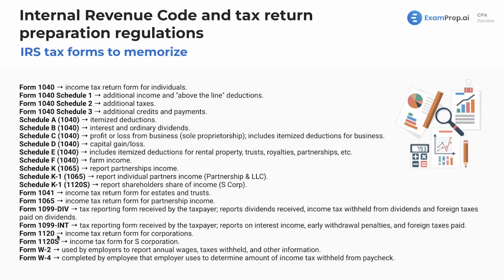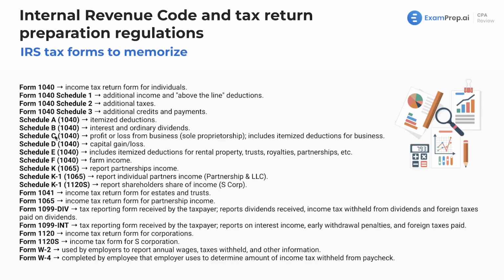1120, this is going to be the tax return form for corporations, 1120S for S corps. The W-2, I'd say 99% of you are likely going to receive this. This is what you receive after the end of the year to report on your own 1040 your wages from your job. And then the W-4, this is what you fill out generally when you start your job or at the beginning of every year to determine the amount of income tax withheld from your paycheck.